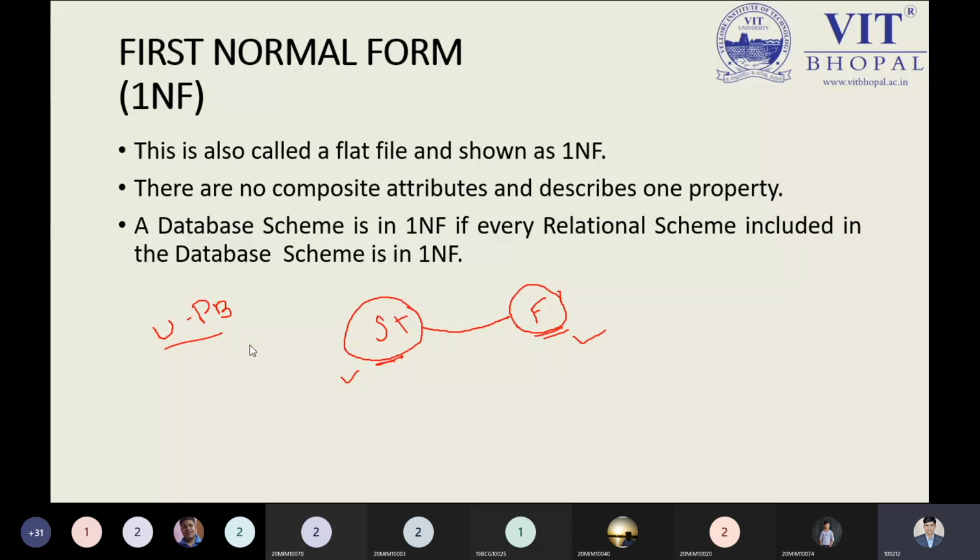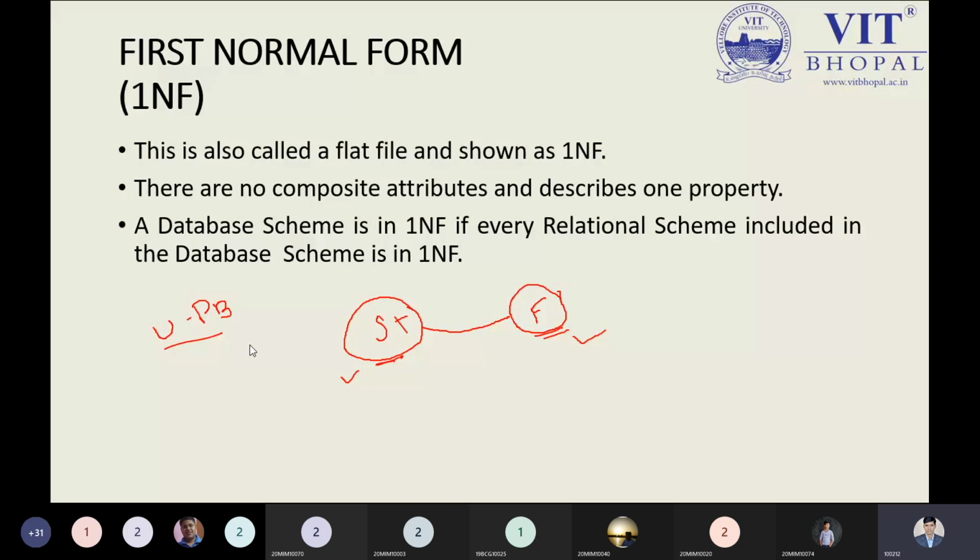This is also called a flat file, and that is shown in the first normal form, 1NF. There should be no composite attributes in the first normal form. Now, what is a composite attribute? Student name and course can be a composite attribute. Duplicacy can occur, but if it is happening, then we do not have the first normal form. If there are no composite attributes and each describes one property, then we can say first normal form. Just like student name and course will define one property, of course, one student can choose one course only. That is a point you have to keep in mind while learning the concept properly.